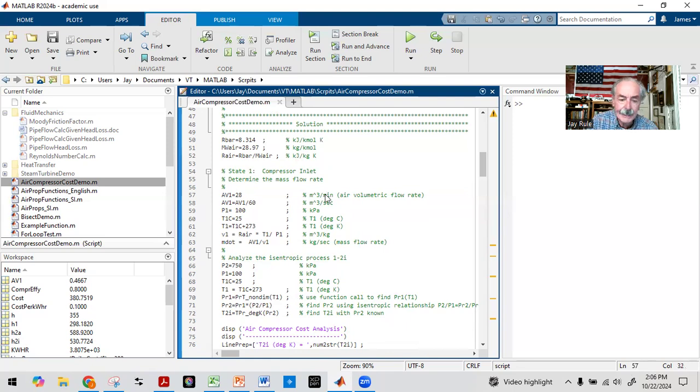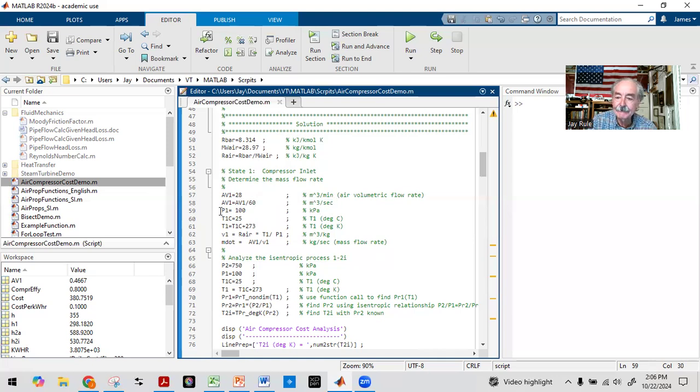Now, looking ahead, I know that I'm going to want mass flow rate in kilograms per second. So the first thing I'm going to do is transform the variable AV1 into the same variable name AV1, but with the units meters cubed per second. Do you see what I did here? I just put down AV1 is 28, that's my volumetric flow rate, and then divided it by 60 to get cubic meters per second. And I'm trying to explain that in my solution.